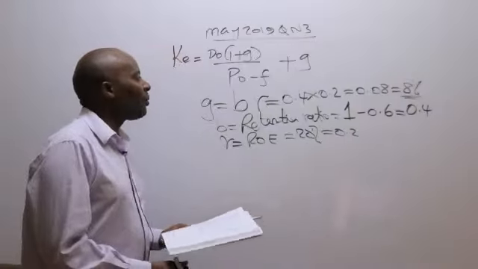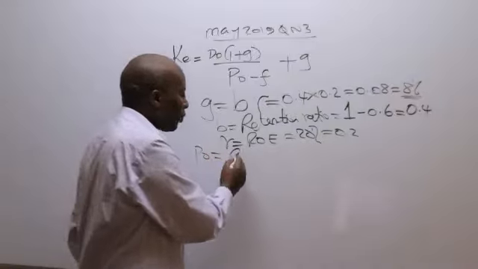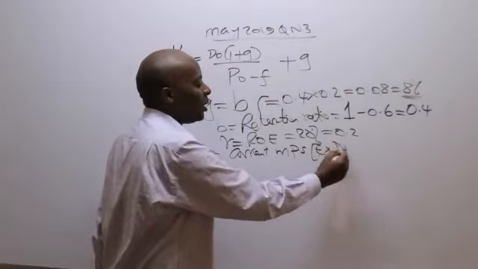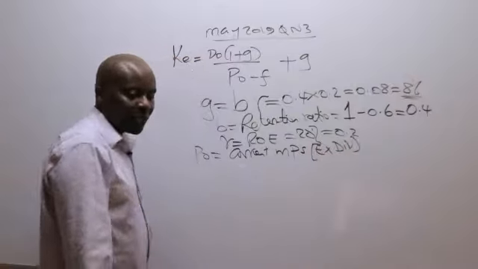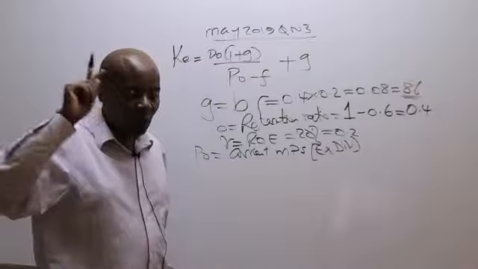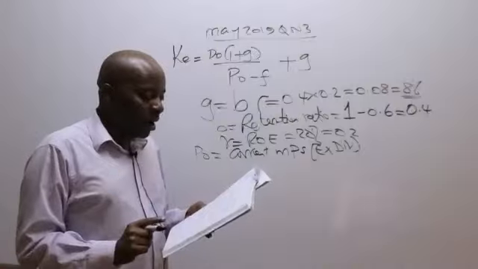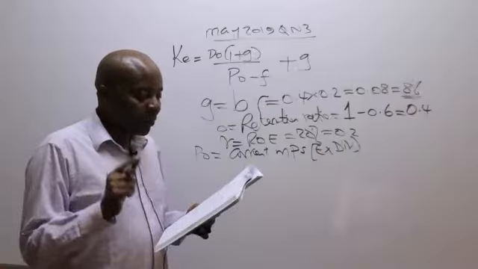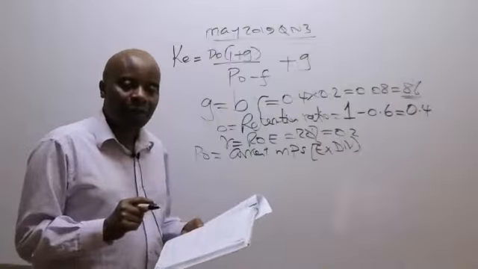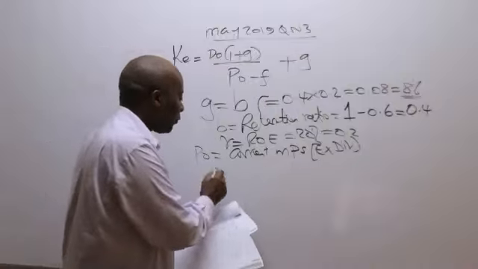The other thing, ladies and gentlemen, that so many students were not able to get is this P0. P0 stands for the current market price per share. But remember, this must always be ex-dividend. It must always be without any dividend. So if you read note number 1, they have told us that the current market price of the firm's ordinary shares is quoted at 45.